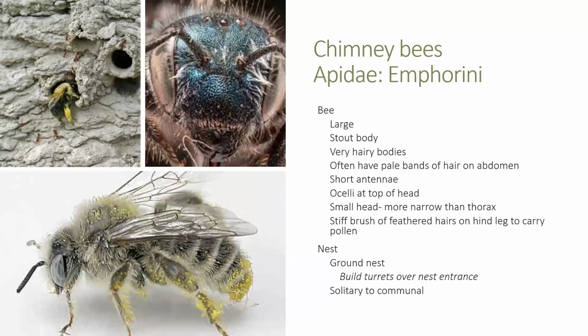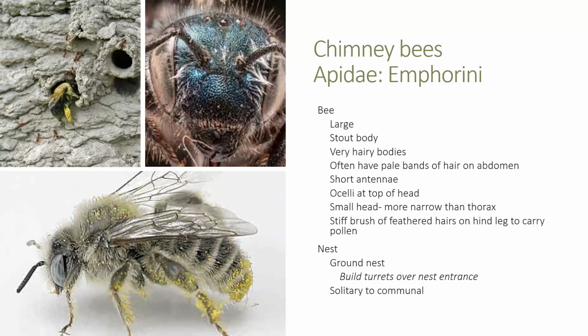Chimney bees. This is another Apidae family. And this is going to be in the tribe Ampulicini. So this is a larger group. So tribe is kind of above genus. These are a larger bee. They have a stout body and very, very hairy bodies. So hairs on the head, thorax, and abdomen. Usually legs are very hairy as well. They are usually going to have short antennae, and then they're going to have pale bands on that abdomen. So you can see that on that bottom picture there.